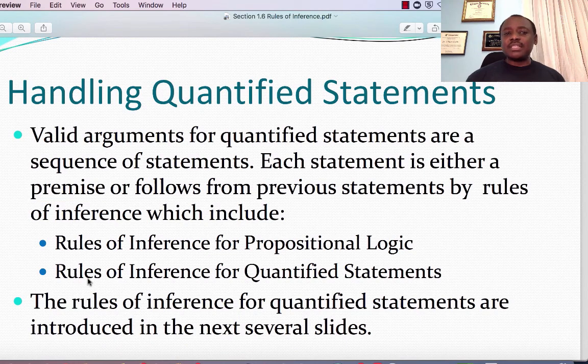Quantified statements. How do we handle quantified statements? Valid arguments for quantified statements are a sequence of statements. Each statement is either a premise or follows from previous statements by rules of inference, which include number 1, rules of inference for propositional logic, and number 2, some additional rules of inference for quantified statements. The rules of inference for quantified statements will be introduced in the next couple of slides. Let's go ahead and look at those.